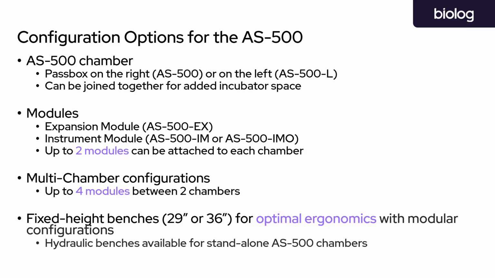For our modular configurations, we also have options for pre-assembled desk height, or 29-inch, and counter height, or 36-inch benches, where the chamber's modules ship mounted to the bench to be joined together on installation. That way we can accommodate just the right ergonomic setup for your needs. We can also ship standalone chambers pre-assembled with a hydraulic bench for optimal ergonomic adjustment, or either of those fixed bench options.